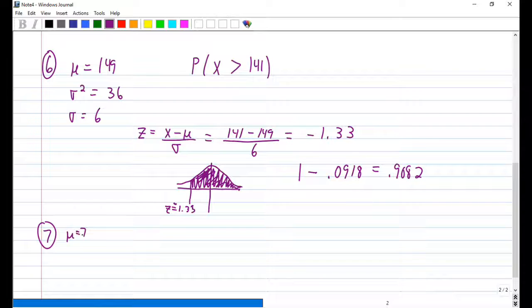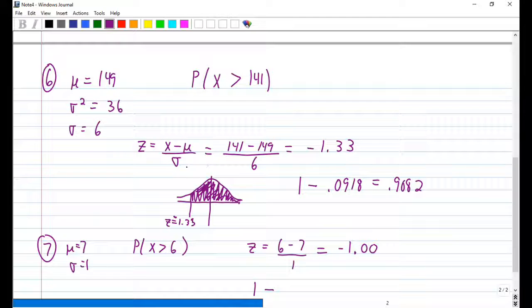So we were given the mean equals 7 and standard deviation equals 1. We're looking for the probability that x is greater than 6. So we're going to use the same z-score formula. It's going to be 6 minus 7 divided by 1. Now, of course, we know 6 minus 7 is negative 1. Divided by 1 is still negative 1. But we need to remember it's negative 1.00. Now, since it's a greater than problem, we're going to say 1 minus the area that we get when we look up a z-score of negative 1.00.